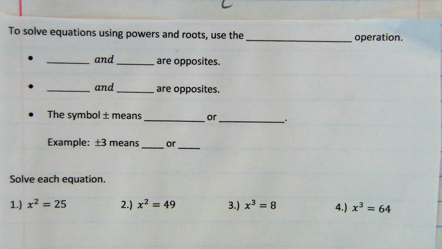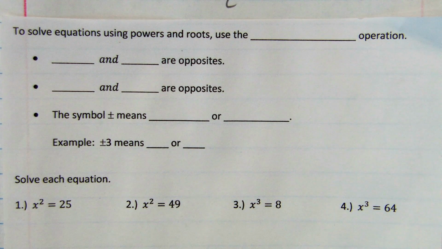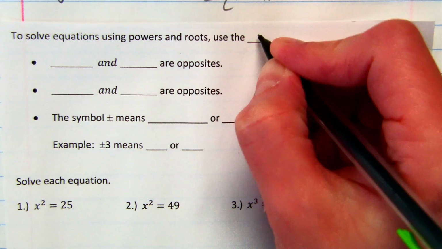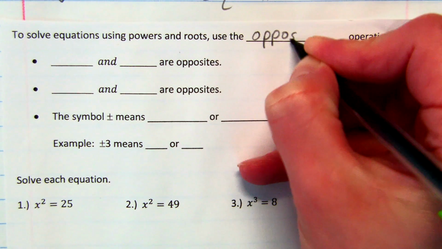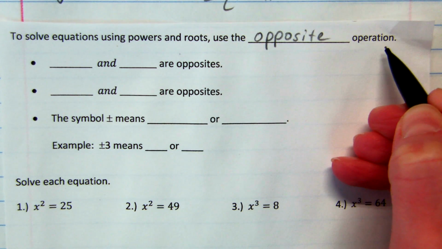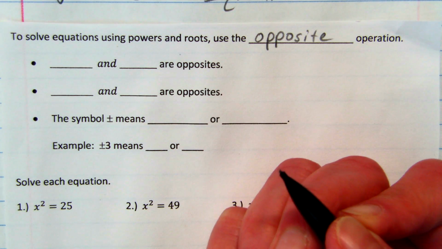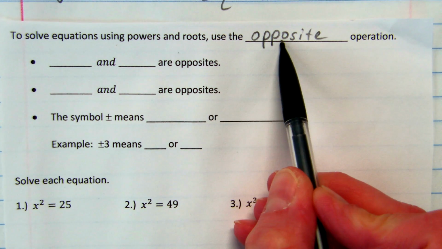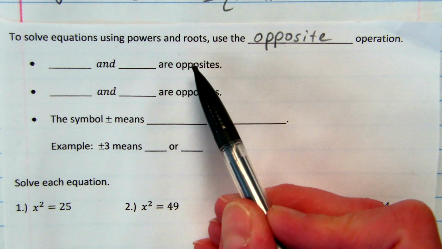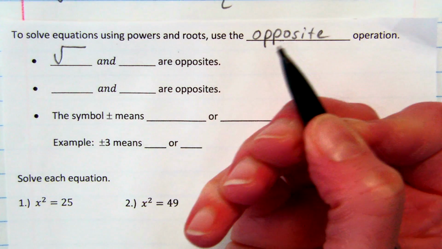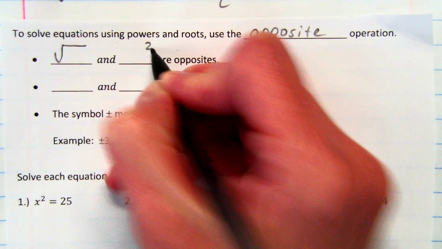All right, so we are looking at how to solve some pretty simple equations using powers and roots. To solve equations using powers and roots, we're going to use the opposite operation. So in terms of powers and roots, you should be writing opposite in the blank. In terms of what we know so far, a square root and a square are opposites.